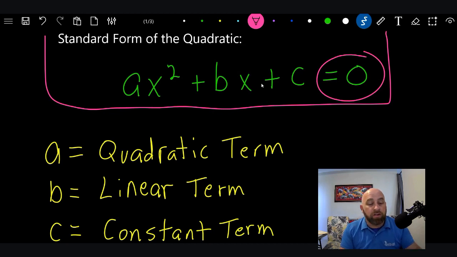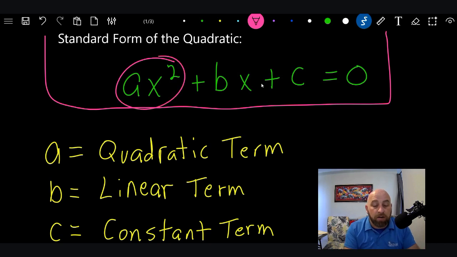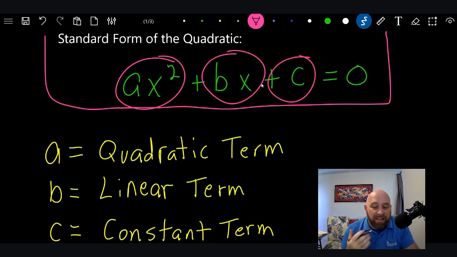So the way that you should set this up, the way you should line this up every time before you try to solve a quadratic equation, is you should have the x squared, then the x, and then the constant term, and then the equals 0. So it's important that you put all that together.